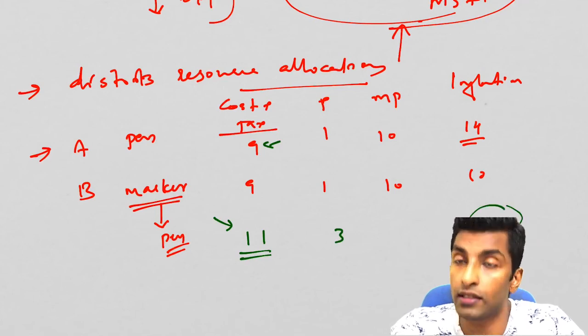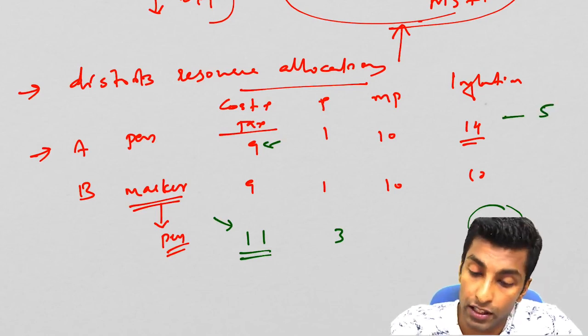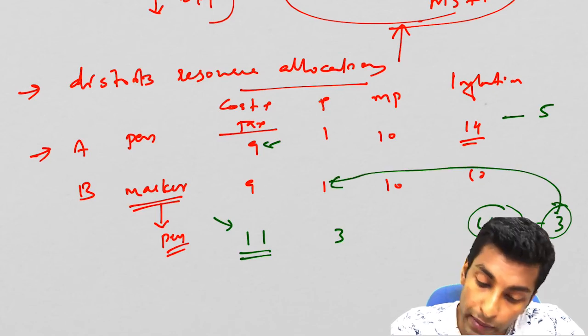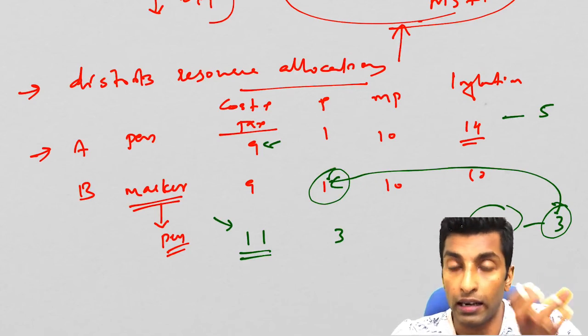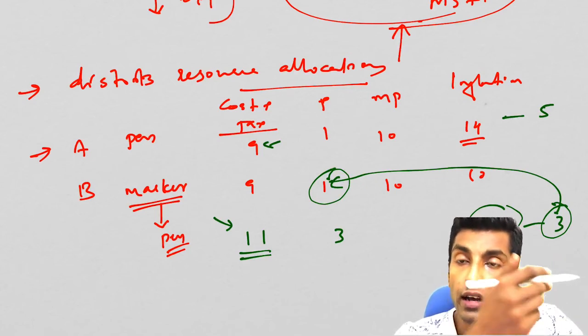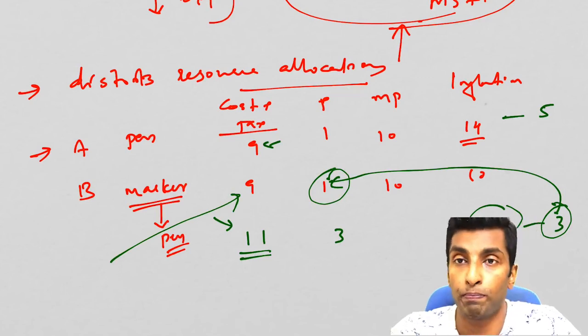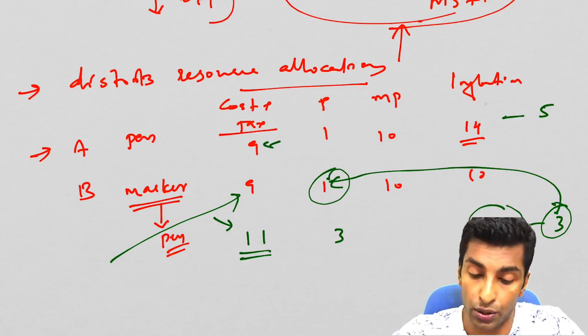Because 14 is the inflation, the first person is having 5 profit. Now this person is having 3 profit. Still it is better than this 1 profit, right? See, he is doing the marker business, he is getting 1 rupee profit. Now here he is getting 3 rupee profit. So he actually changed to pen. That's what I told you. It distorts the resource allocation.